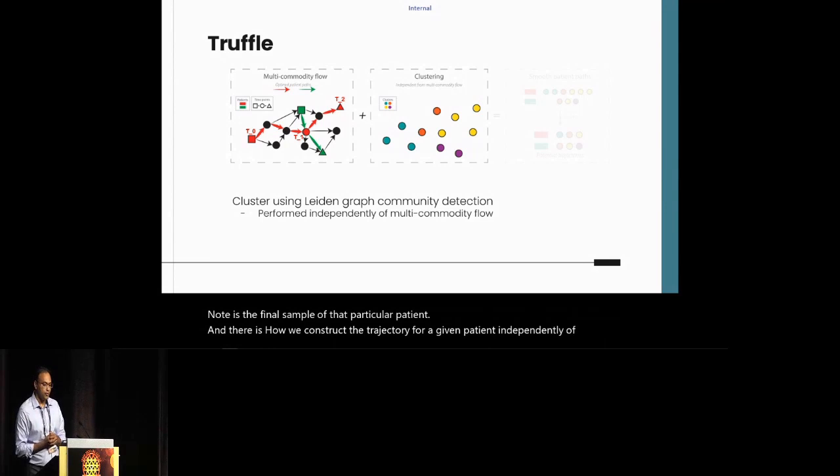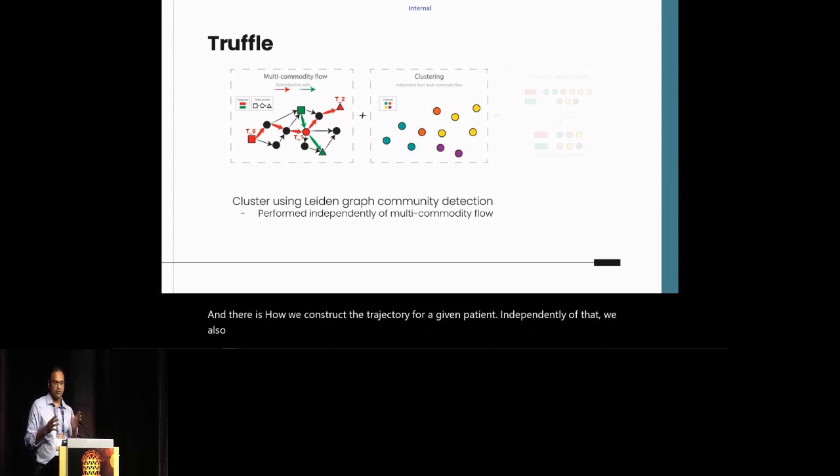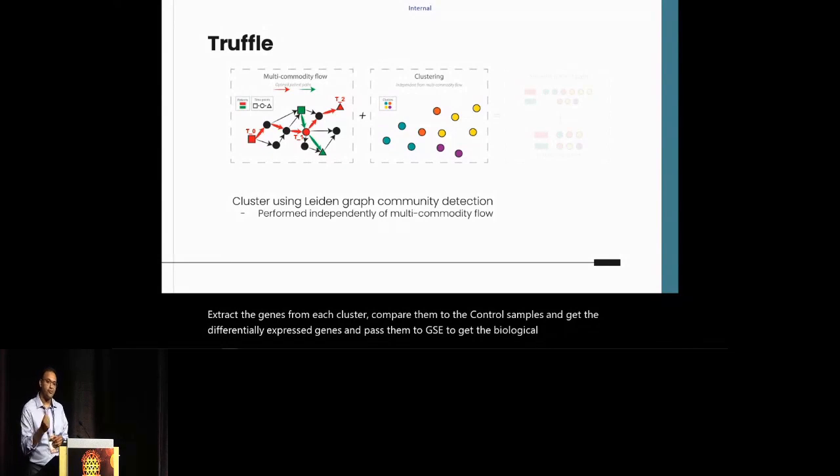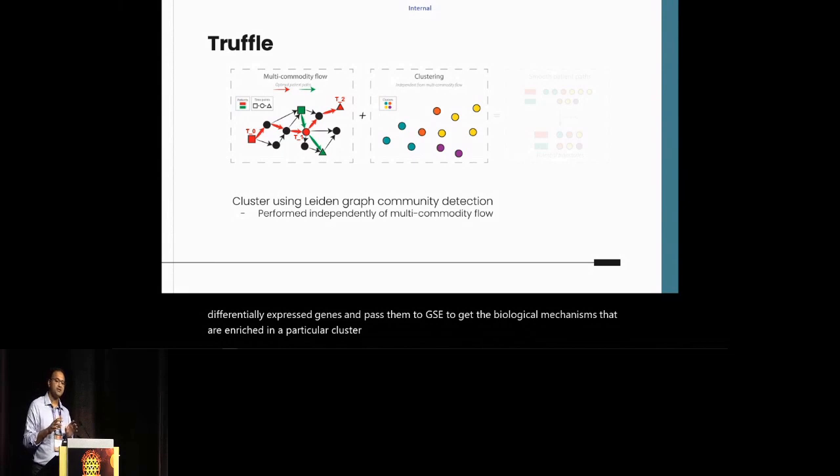Independently of that, we also cluster the samples of all these patients together by using a clustering algorithm called Leiden, extract the genes from each cluster, compare them to the control samples, and get the differentially expressed genes and pass them to GSEA to get the biological mechanisms that are enriched in a particular cluster. The aim of doing this is to extract the disease states from all of these samples in the patients.